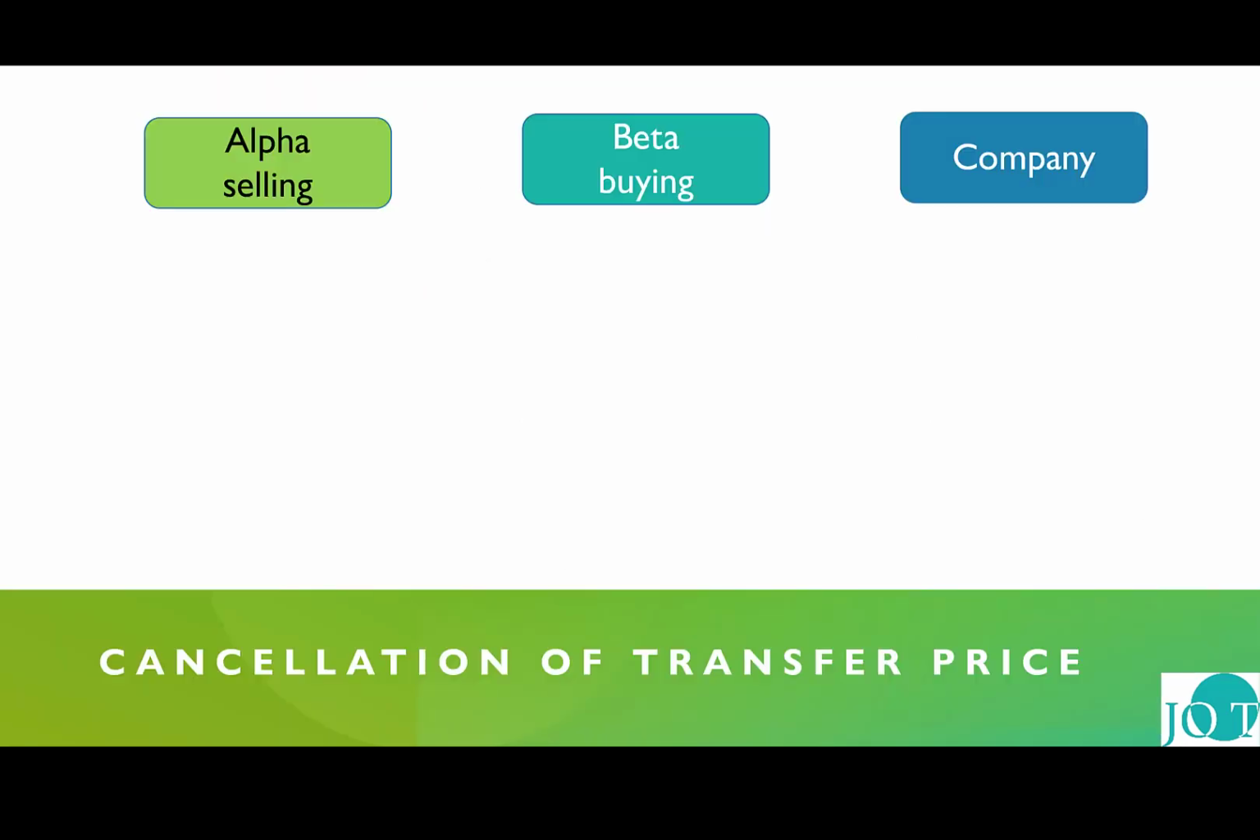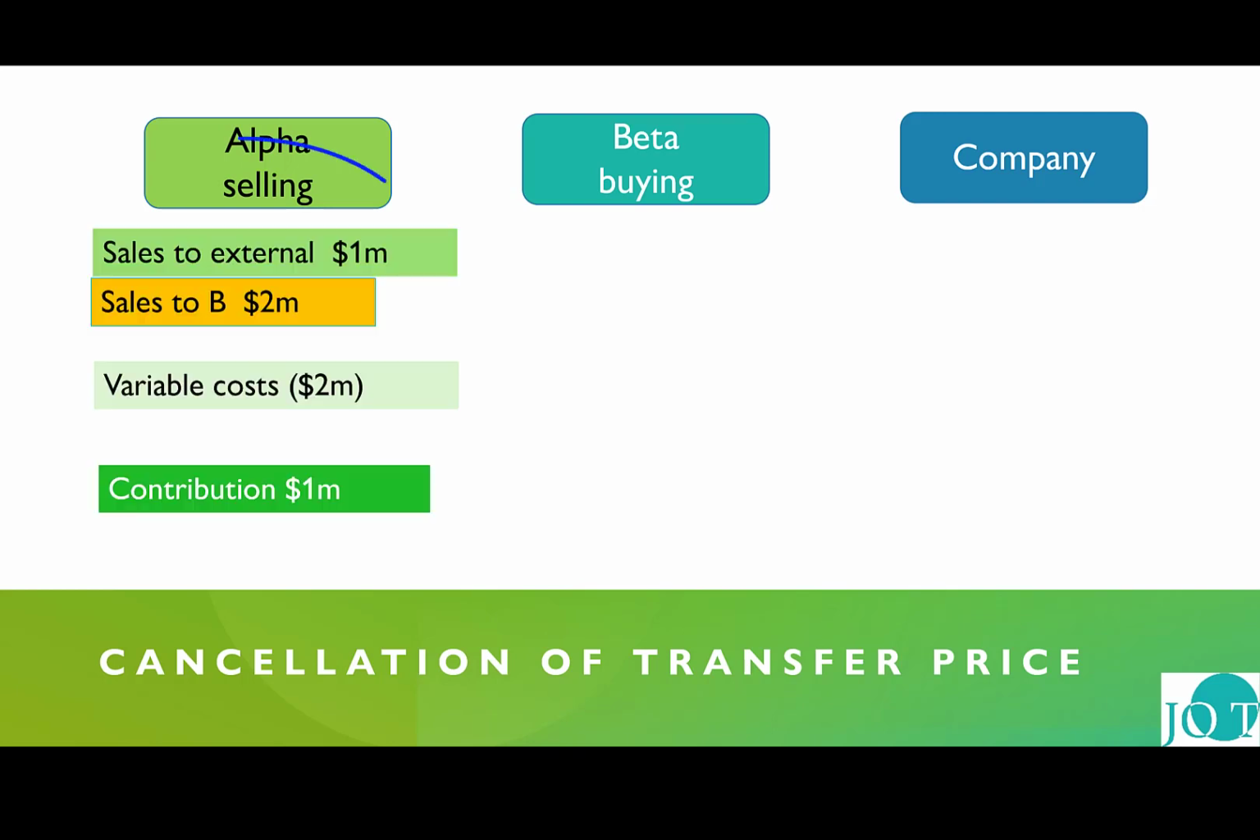So I have a pictorial representation of this for you here. Here we have Alpha, which is the selling division, Beta the buying division, and then the company as a whole, which is the addition of the 2. Now Alpha is making sales externally to its customers of 1 million. But it's also making sales to Beta, the buying division, of 2 million internally. It has variable costs of 2 million, so therefore the contribution to Alpha is 1 million, and to the company would also be 1 million.